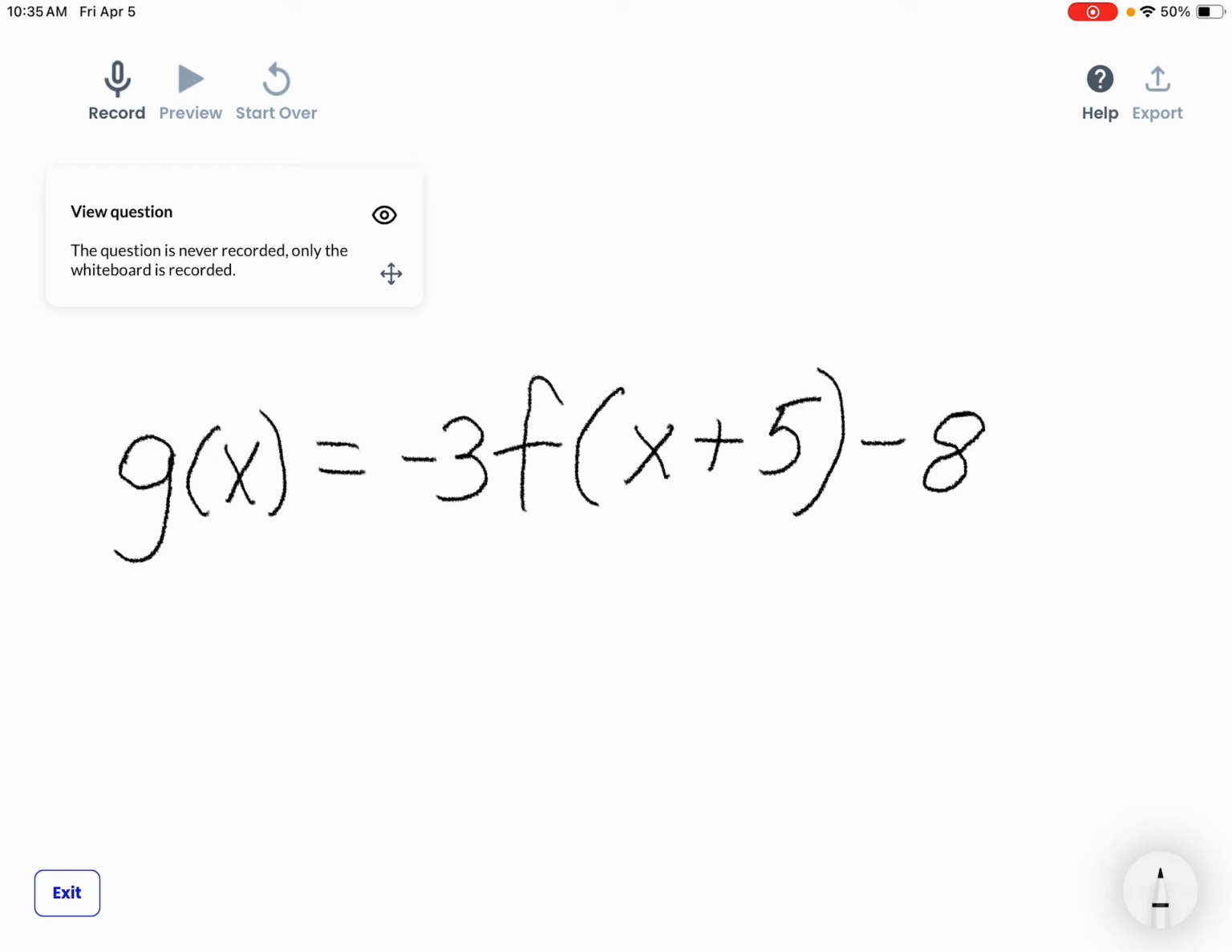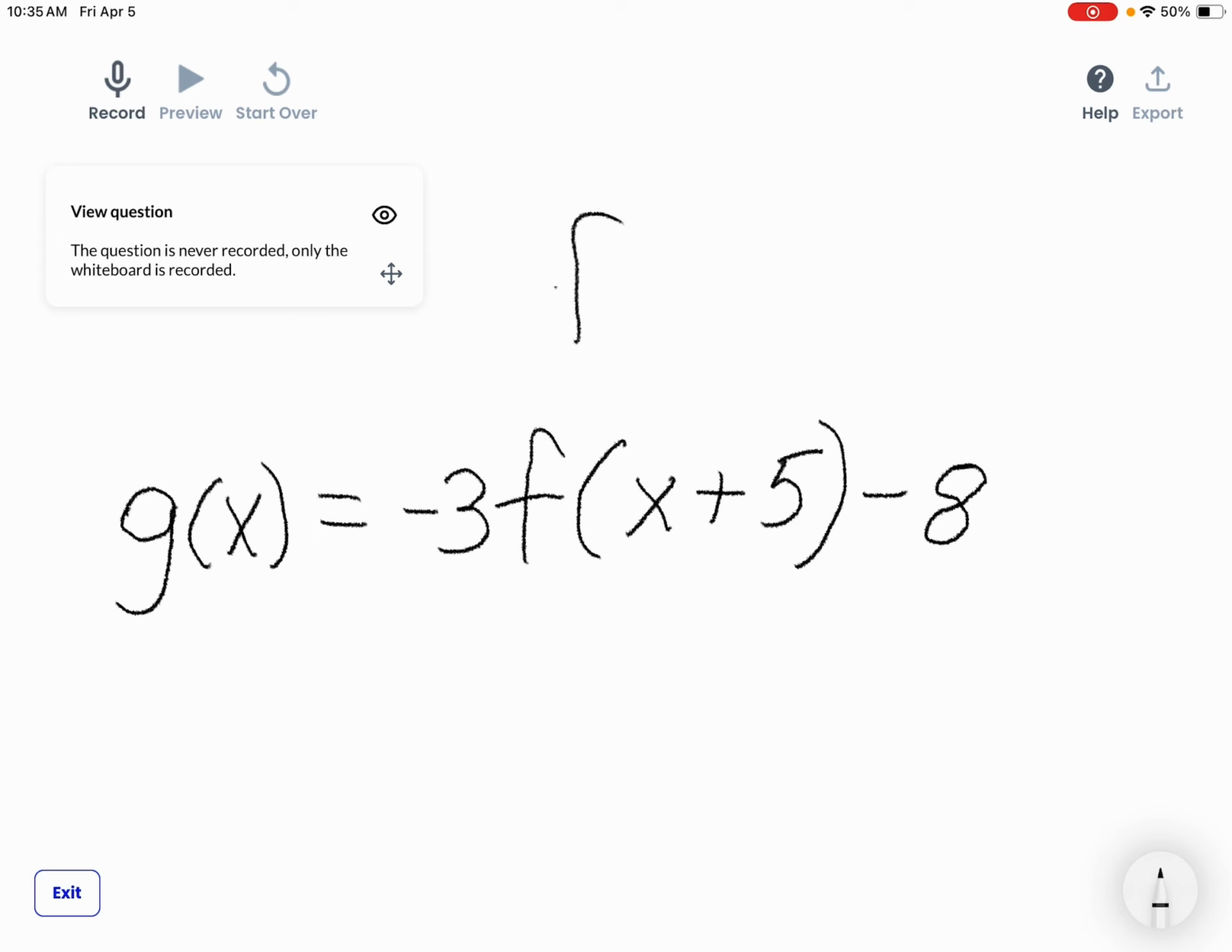So, the question here off of our exam review says, given the following function, g of x, you want to list the transformations that transform f to g. So we're starting with some arbitrary function f of x, right? We're starting with f of x. We don't know what the function f of x even is, but we then do some transformations to f of x, and we end up with g of x, which is going to be equal to -3 times f of x plus 5 minus 8.